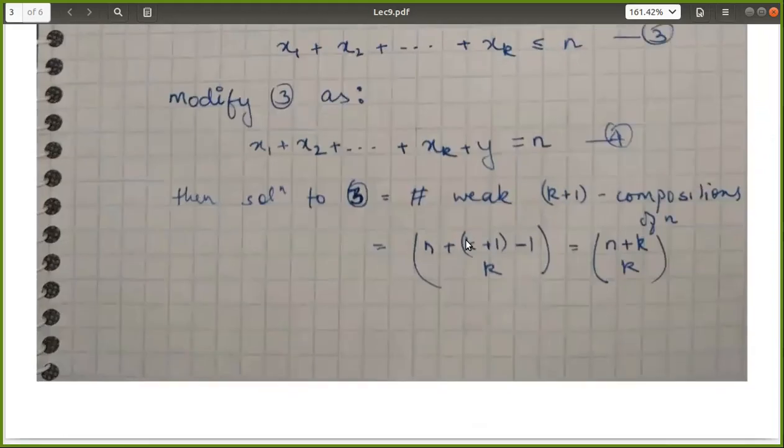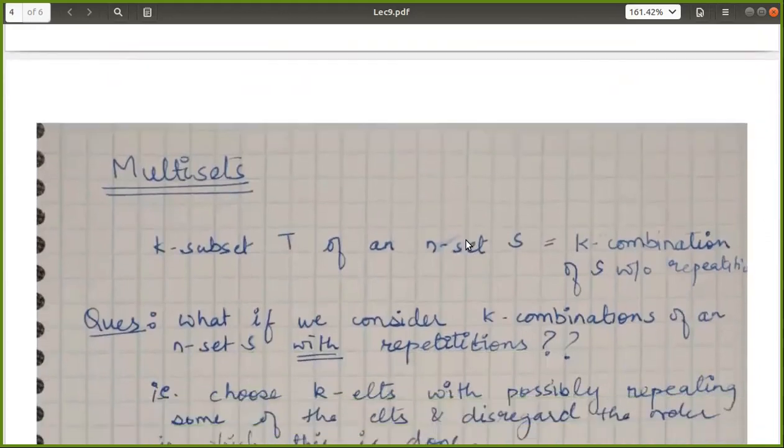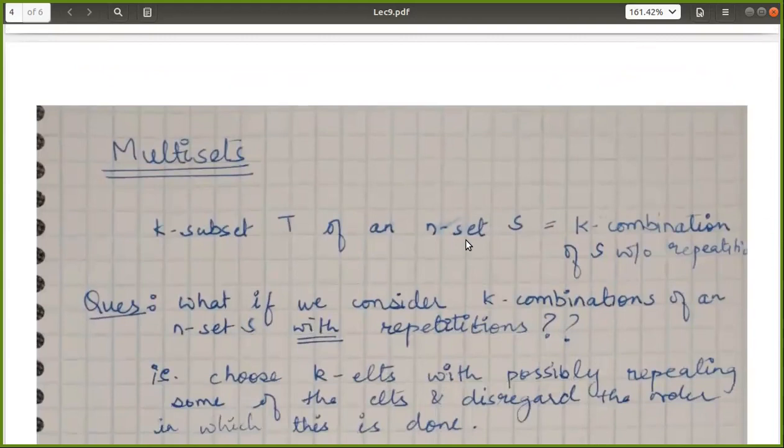Okay. So moving forward, this is what we achieved. And now we come to multisets. As in the last time also, I asked you about the concept of multisets, and all of you were having a rough idea of what a multiset is. That much information is sufficient for us.